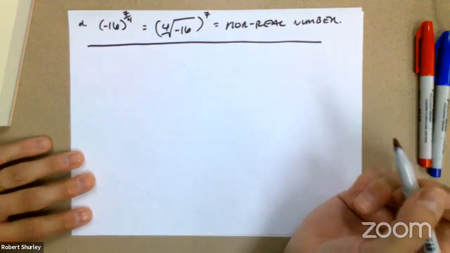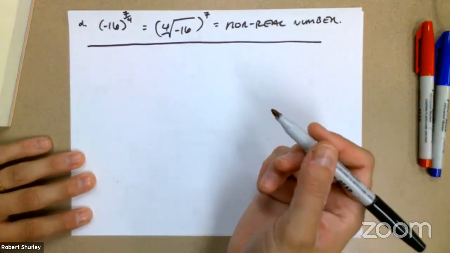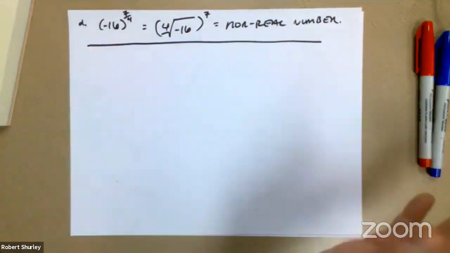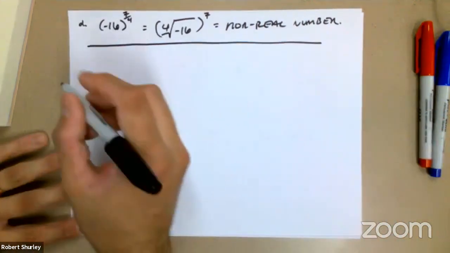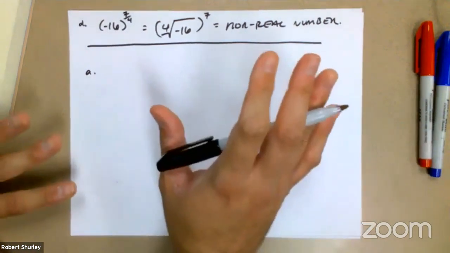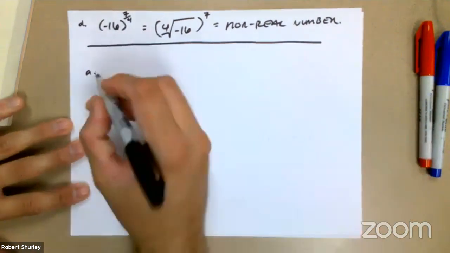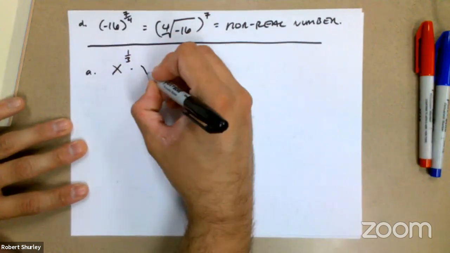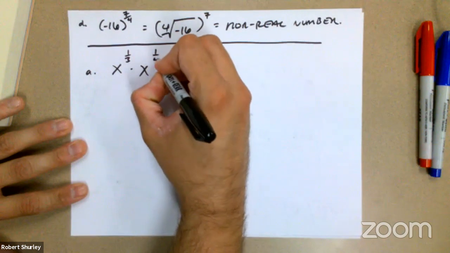It says, use the properties of exponents to simplify. So all we want to do is simplify. I don't want you to put them in radical notation, just simplify, okay? I'm going to give you a few. You should know these already, so I'm going to give you a little bit of time to do them. It's just dealing with fractions. So we've got x to the 1/3 times x to the 1/4, okay?